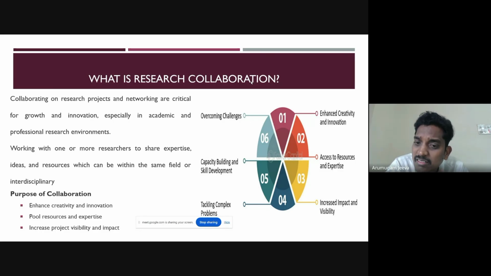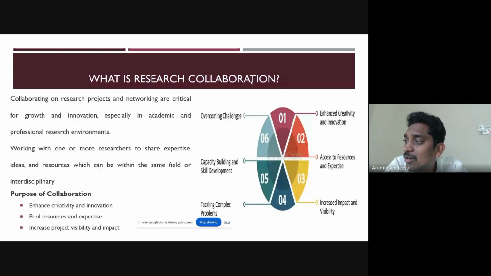The major importance of research collaboration is that we have a lot of challenges. For example, we have our own resources, we have our own bounded environment, which may not be exploring all the resources available throughout the world of literature. In that context, collaboration really makes sense, and it helps you pull out the resources available throughout the world of literature. It also helps to build capacity and develop your skill set. For that, collaboration is very important in order to tackle complex problems.